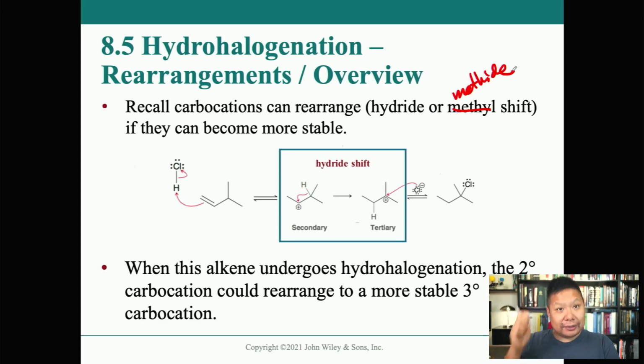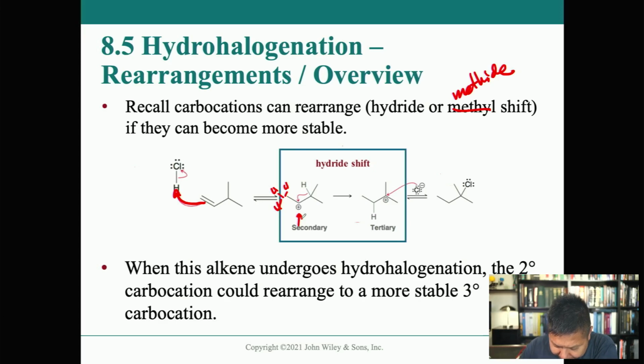Okay, methide shift, if they can become more stable, right? So take a gander here. We have this double bond coming out to deprotonate the chlorine, okay? And so now we have that proton over here. So now there's 3 protons here on that particular carbon, okay? But then we have a secondary carbocation.